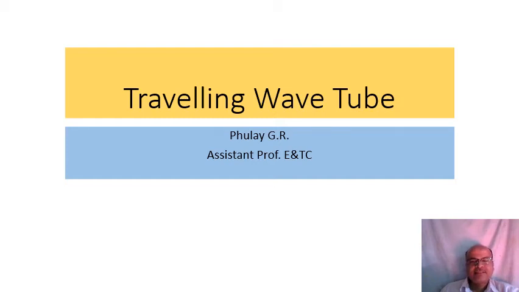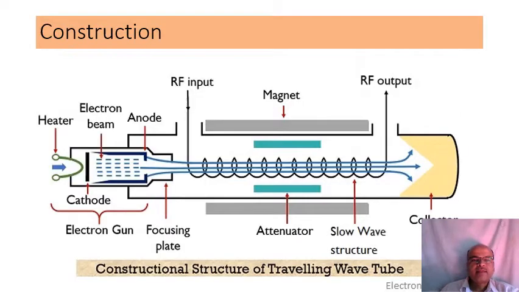Hello students, in today's lecture we will study the traveling wave tube, also called a TWT, which is a linear beam O type tube. This is a constructional diagram of a traveling wave tube. This is a heater element, then the electron beam as shown in this diagram, then anode, cathode. This cathode emits the electron beam. This is the RF input, so the signal which is to be amplified is given from this side, and this is a helical wave structure.